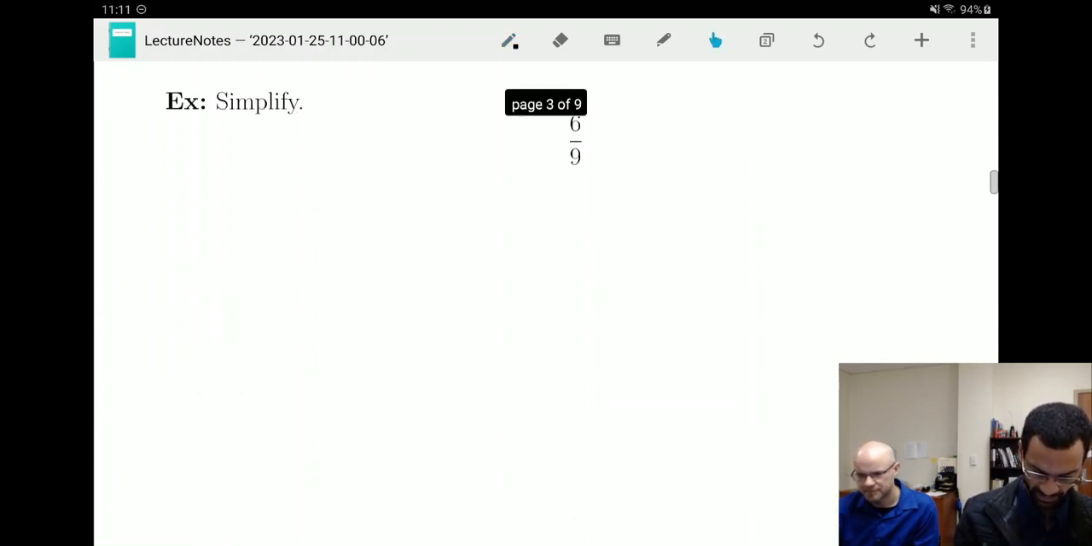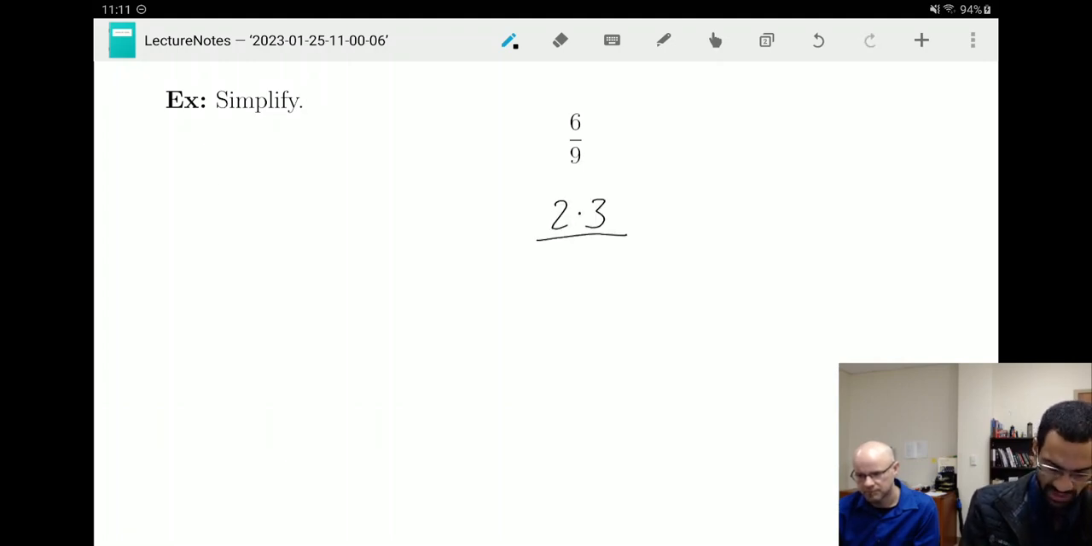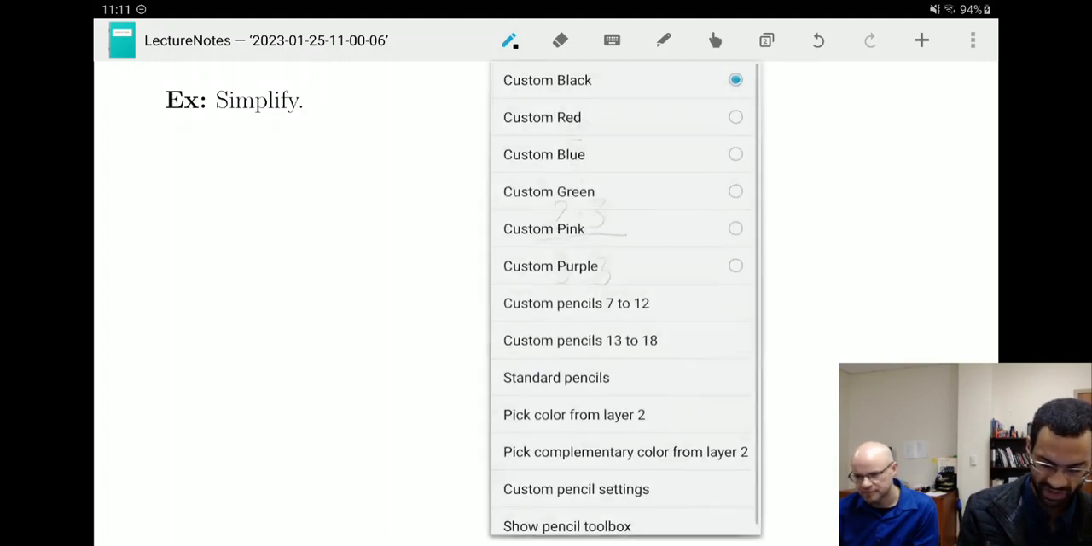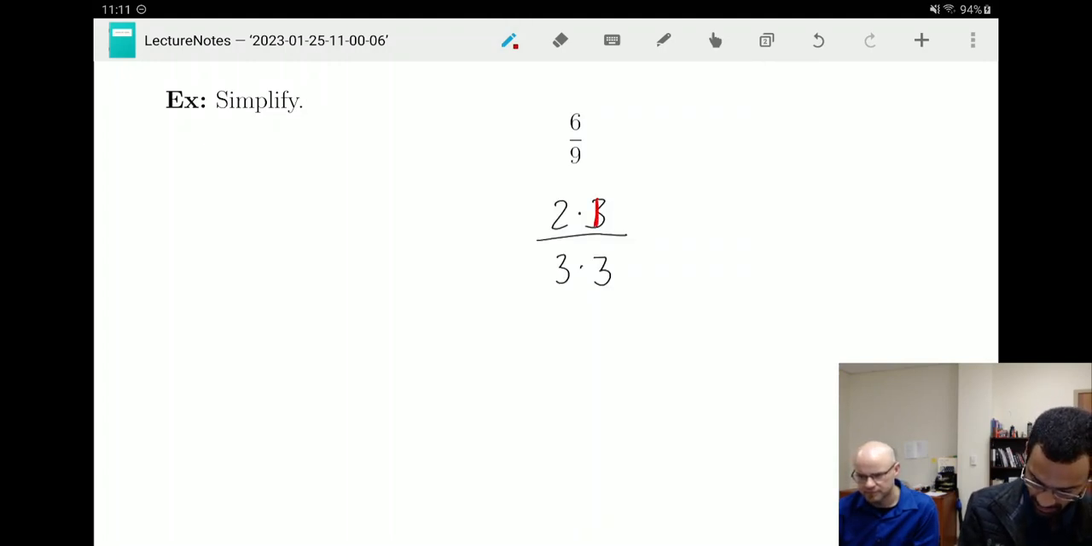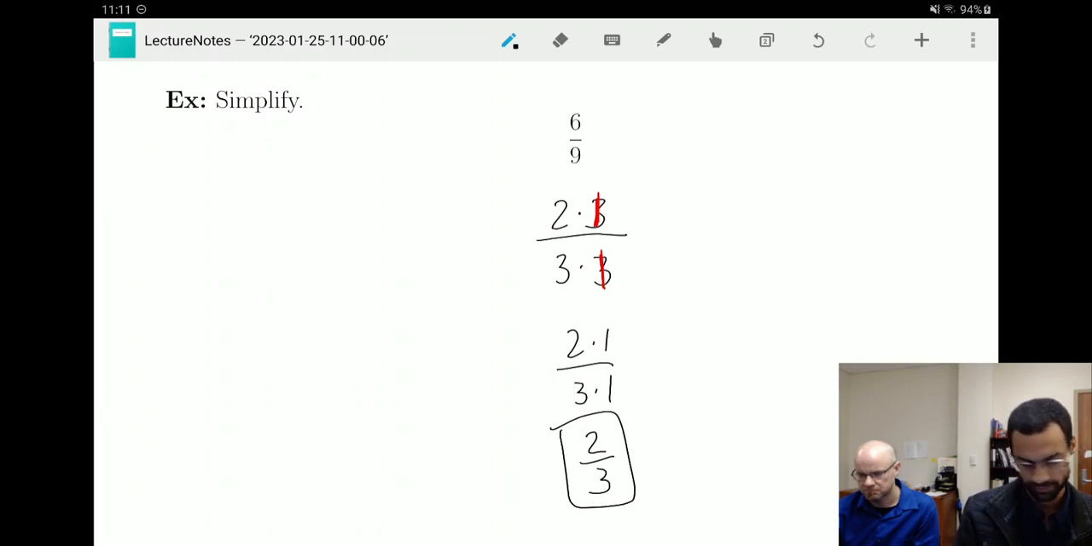Let's do another one. Okay, so 6/9. I want to simplify that. So 6 is 2 times 3. We already know that. We just did that. And 9 is 3 times 3. And so what do they have in common? 2 times 1 and 3 times 1. 2/3. That one was boring. Okay, whatever.